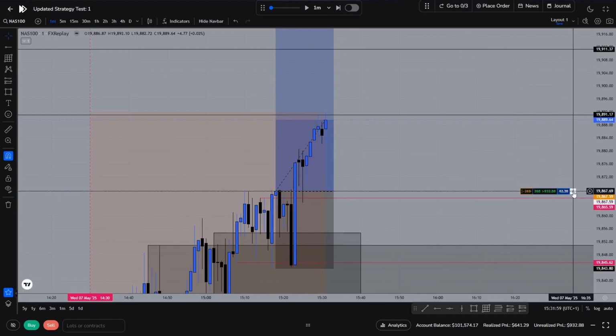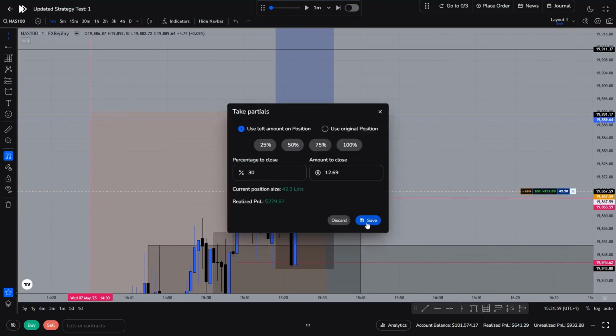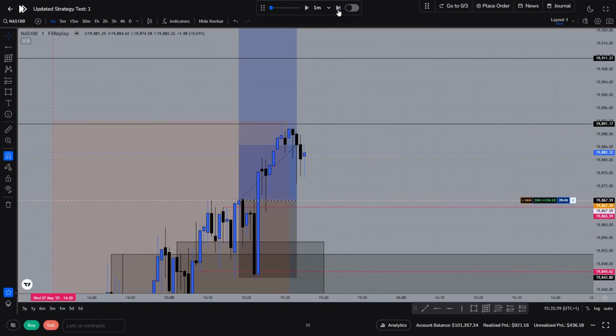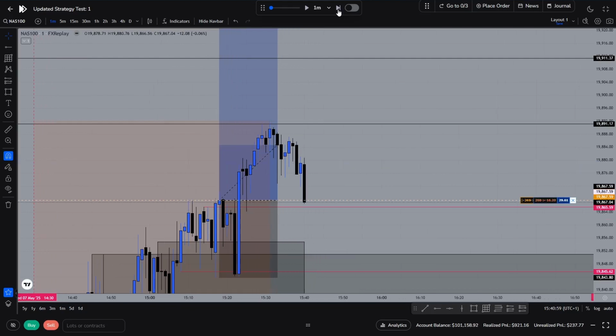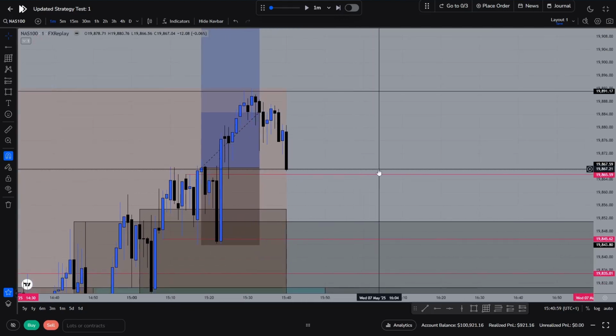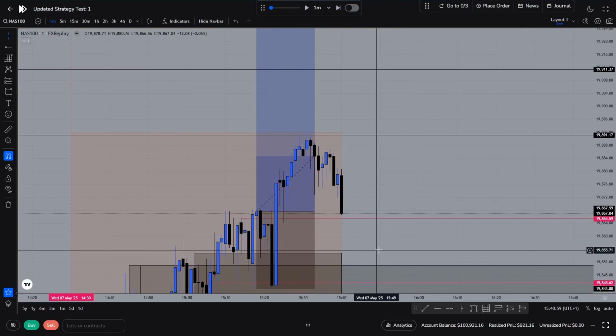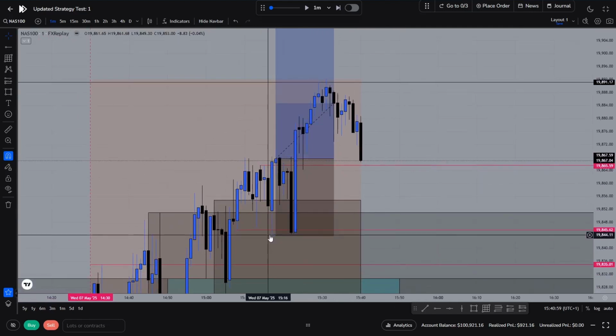And there we go, that's a bit higher up for me to close my 30%. First 30%, save. Break even. Made my 30% up, $921. Oh, that is a beautiful. Oh my days. Price literally edged my stop loss.